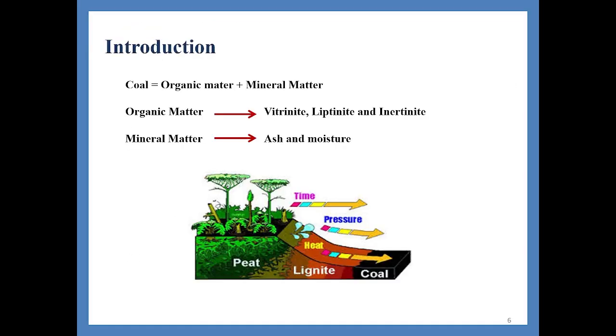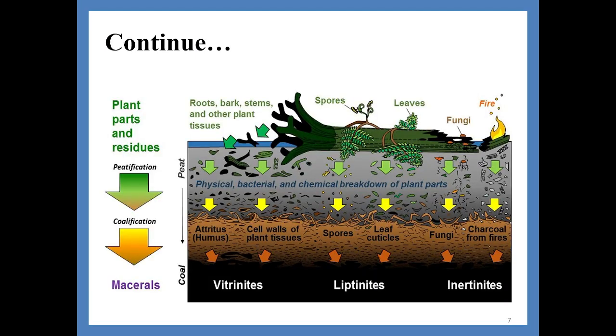We know coal is organic matter plus mineral matter. What is organic matter? Organic matter is vitrinite, liptinite, and inertinite. Mineral matter is ash and moisture. From this figure, we can easily know the minerals. The yellow part here is minerals, and vitrinite, liptinite, and inertinite are placed at the bottom. That is important for the coalification.